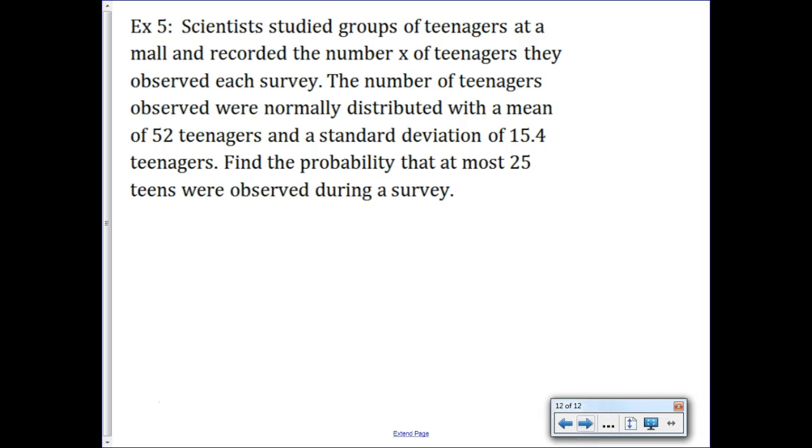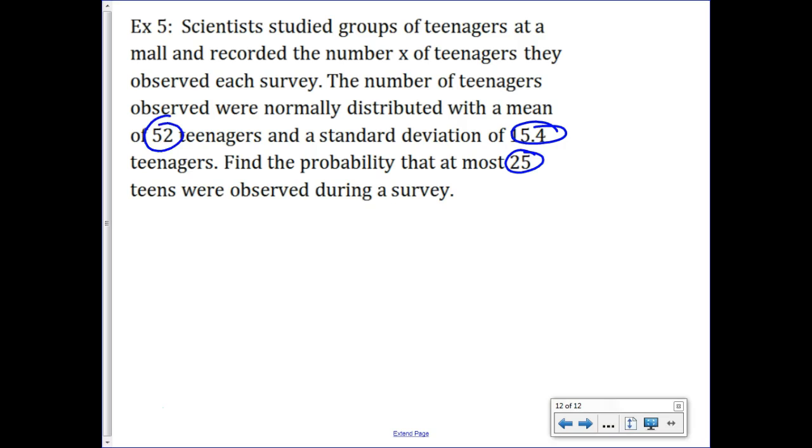All right, let's practice switching an x value over to a z-score. So scientists studied groups of teenagers at a mall and recorded the number x of teenagers they observed each survey. The number of teenagers observed were normally distributed with a mean of 52 teenagers and a standard deviation of 15.4 teenagers. Find the probability that at most 25 teens were observed during a survey. Okay, so the numbers that we have here are the 25, the 15.4, and the 52.